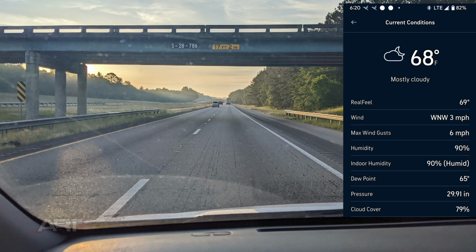Notice the temperature is 68. The dew point is 65, only 3 degrees difference. And the humidity is at 90%. But look at the tree line. There's fog, meaning the relative humidity over there is 100%.